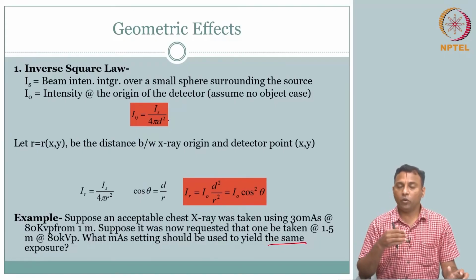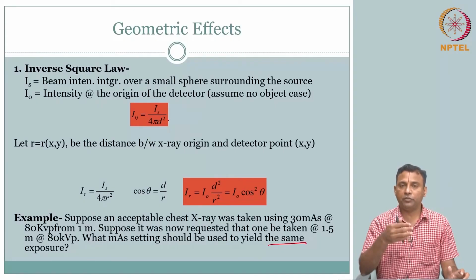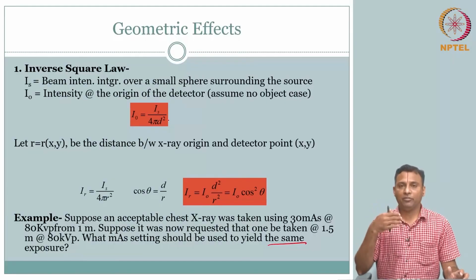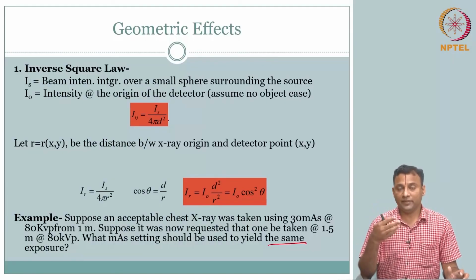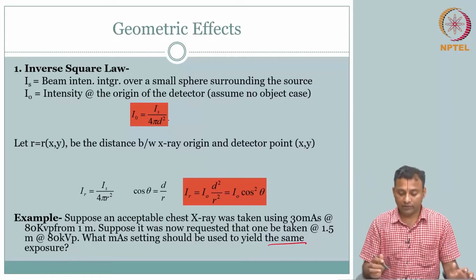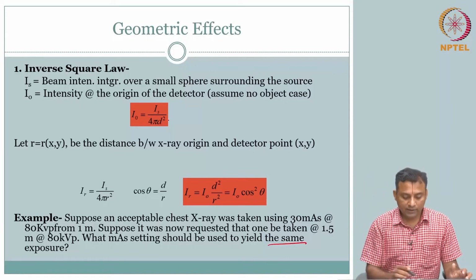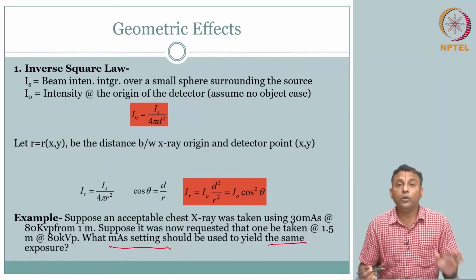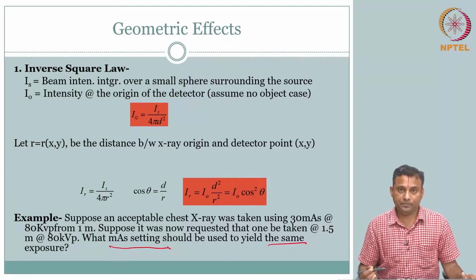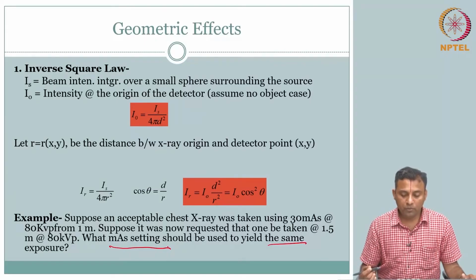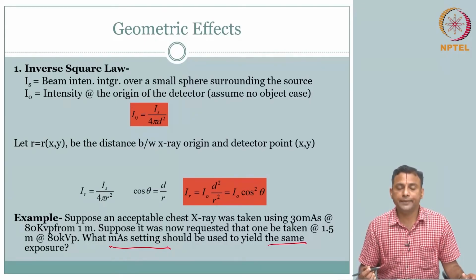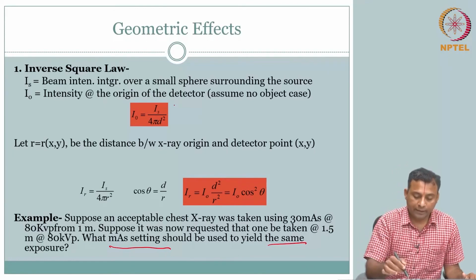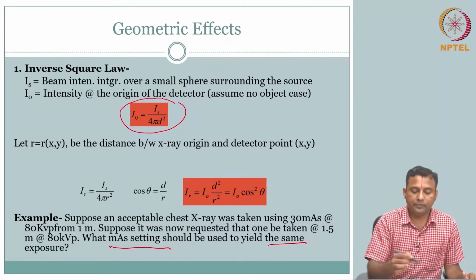So if he is moving closer, you can reduce the exposure. If he is moving back, away from the source, you have to increase because it is now diverged, right? So the question is, suppose he is moving, what is the MAS setting to yield the same exposure? Okay, how do you approach this? Well, it's the same law that you need to use.